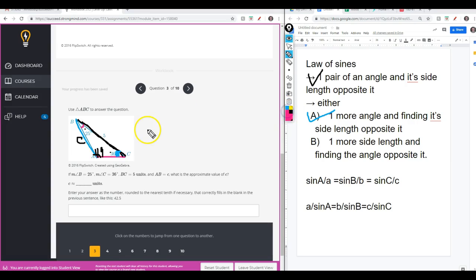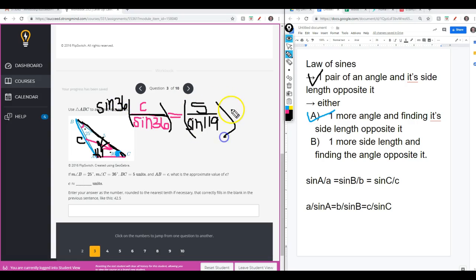I would start off with what I am wanting to find, which is c, divided by the sine of its opposite angle, so sine of 36 degrees, is going to equal the known side length that we have, which is 5, divided by the sine of its angle opposite it, so sine of 119 degrees. Again, I know that sine of 36 is just the exact representation of some number, and little c is being divided by sine of 36, so I can do the inverse operation, which is to multiply both sides by sine of 36. And so sine of 36 divided by sine of 36 reduces down to a 1 because it's the same number divided by the same number.